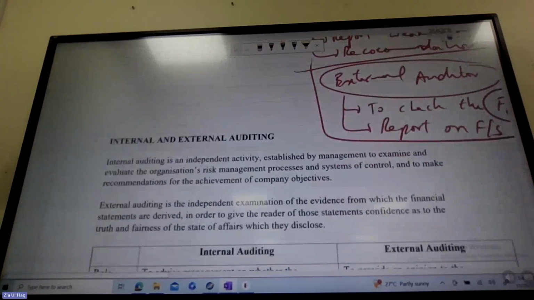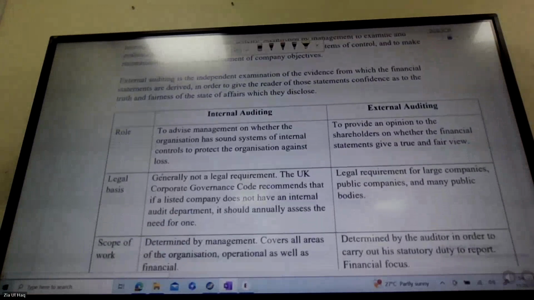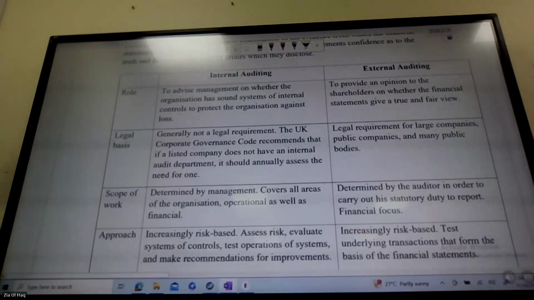So what is the difference between internal and external auditor? The role of the internal auditor is mainly to check the internal control system and report weaknesses to the management, but management can take help from the internal auditor in any area within the organization. But the role of the external auditor is to provide a report on the financial statements, an opinion to the shareholders whether financial statements give a true and fair view or not.